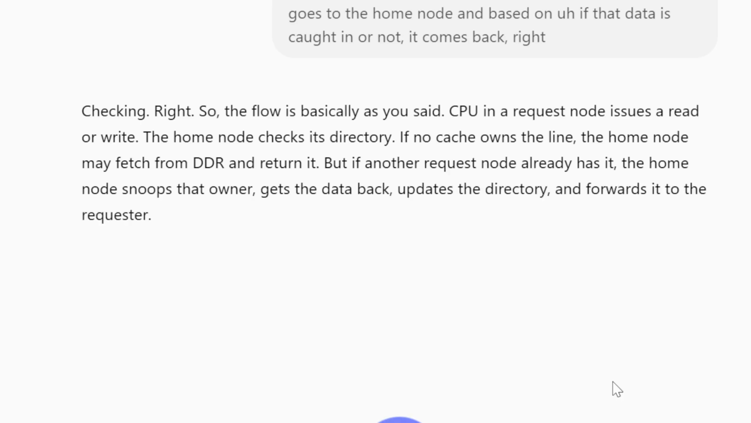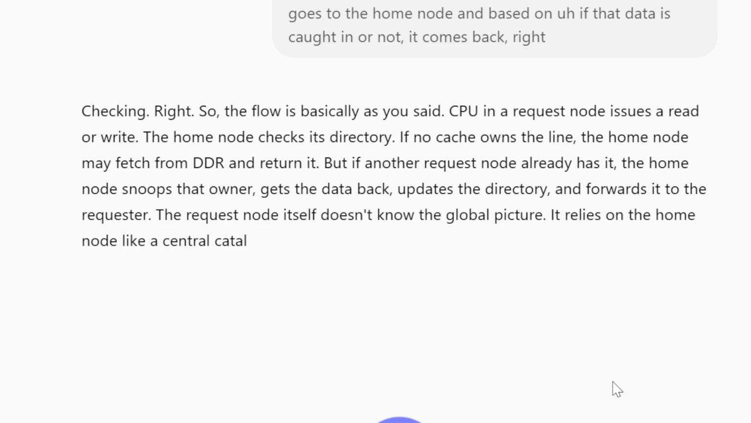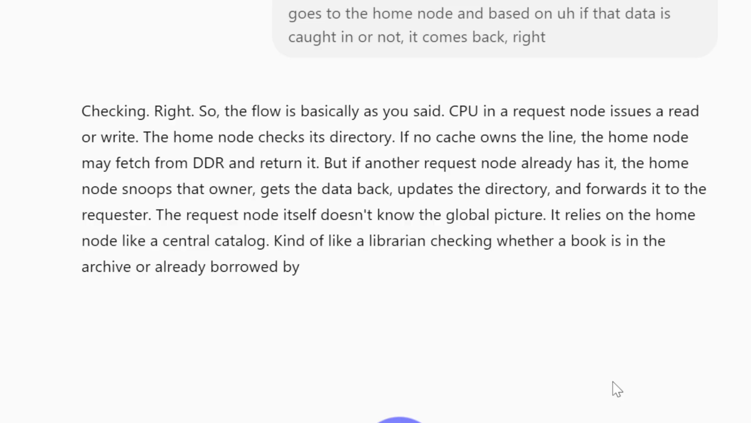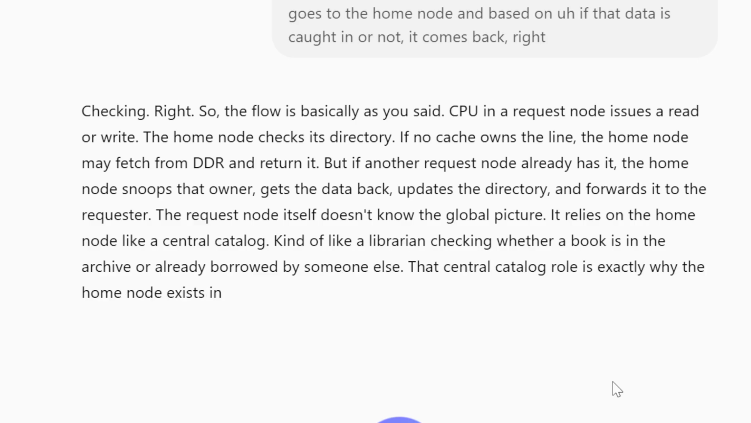The request node itself doesn't know the global picture. It relies on the home node like a central catalog, kind of like a librarian checking whether a book is in the archive or already borrowed by someone else. That central catalog role is exactly why the home node exists in a CHI system.